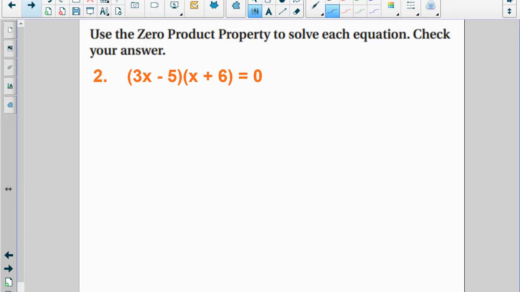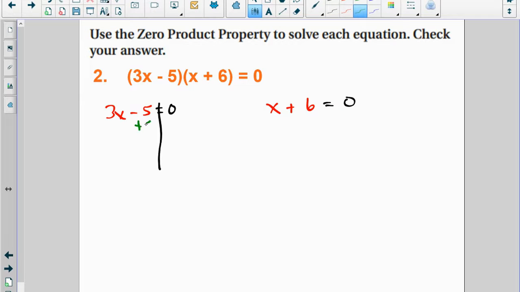Let's try this one. If 3x minus 5 is the first factor, and x plus 6 is the second factor, we take each factor, 3x minus 5 and x plus 6, set each factor equal to 0, and we solve.